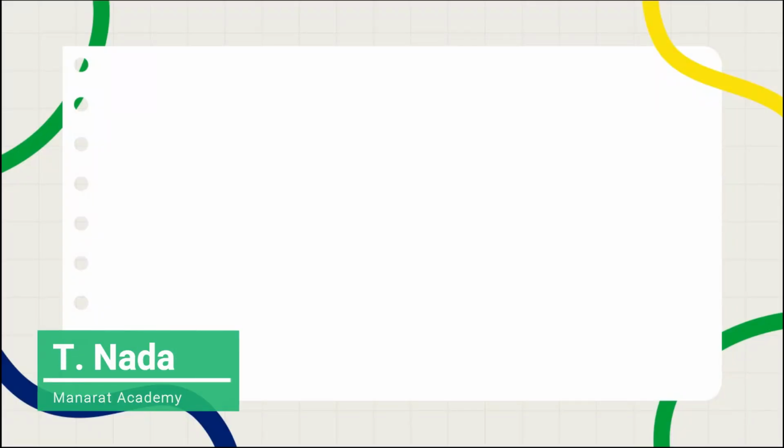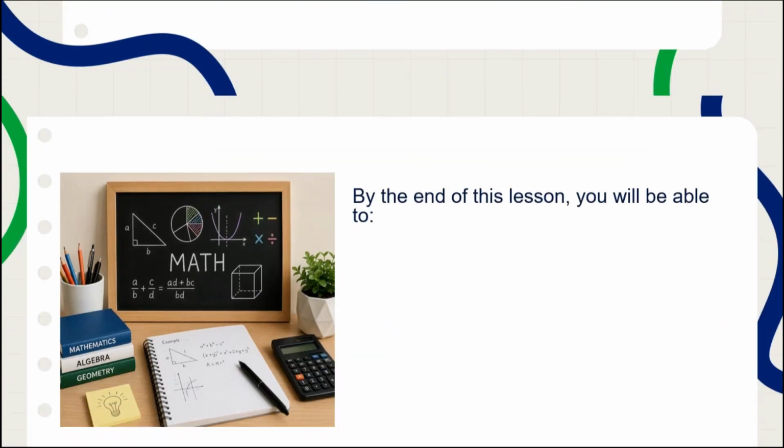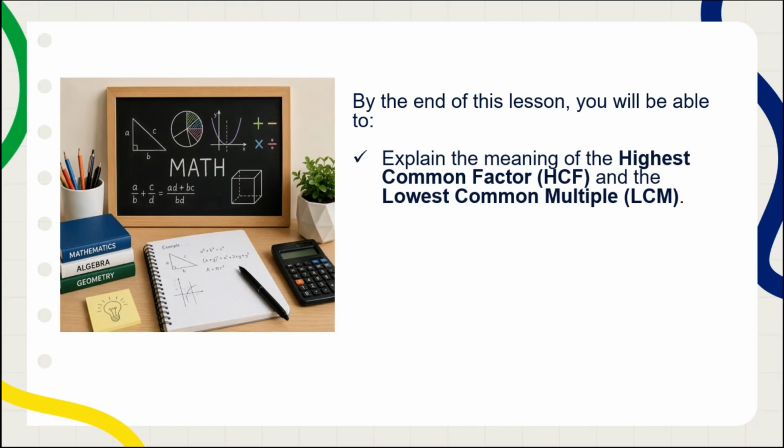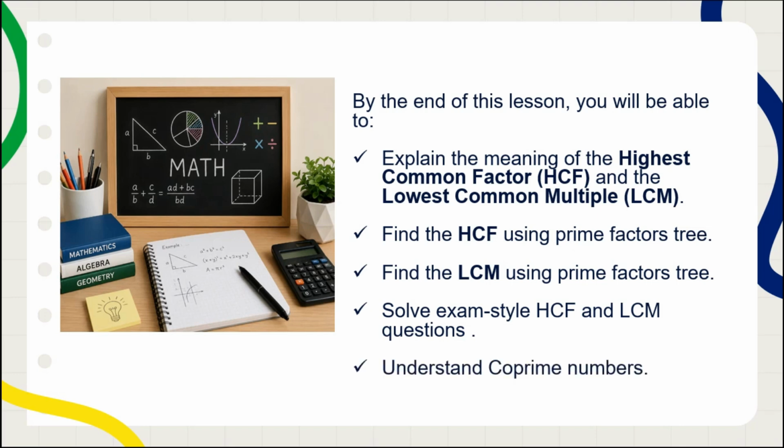I'm teacher Nada. In today's lesson, we will learn how to find the highest common factor and least common multiple using prime factor tree. By the end of this lesson, you will be able to explain the meaning of highest common factor, HCF, and lowest common multiple, LCM. Find the highest common factor using prime factors tree. Find the least common multiple using prime factors tree. Solve exam style HCF and LCM questions, and understand co-prime numbers.